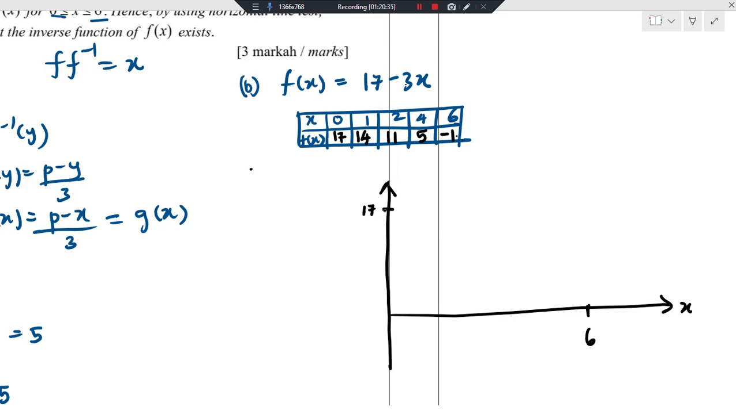No, no, no, not like that. Don't label the 6 yet. You just draw like this. Okay, this is your -1, right? And this should be your 6. That's it.